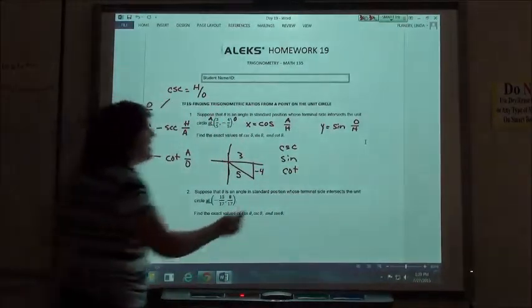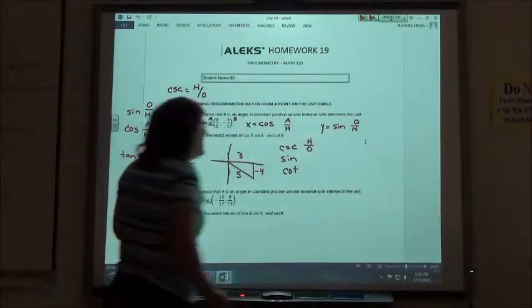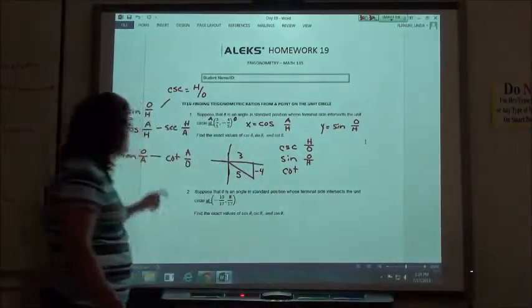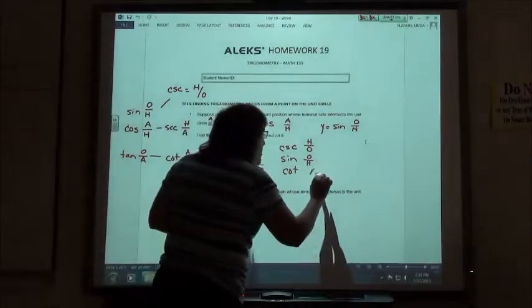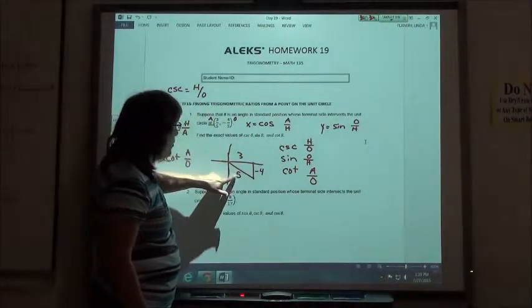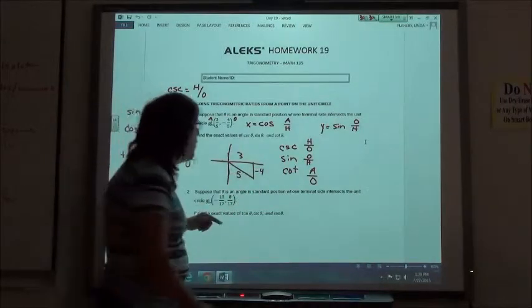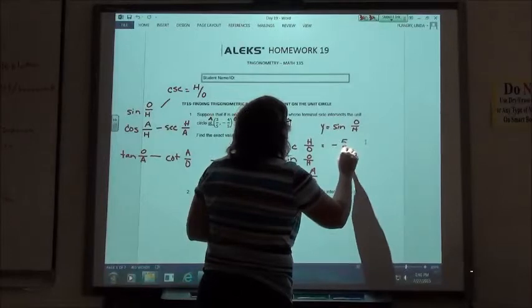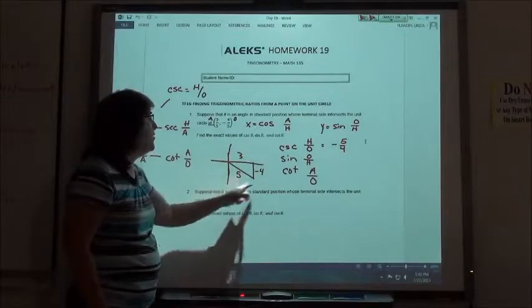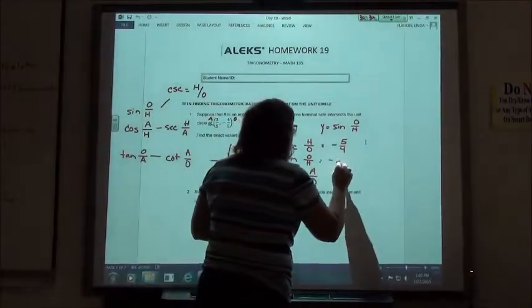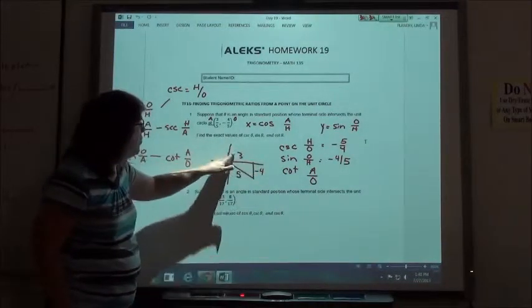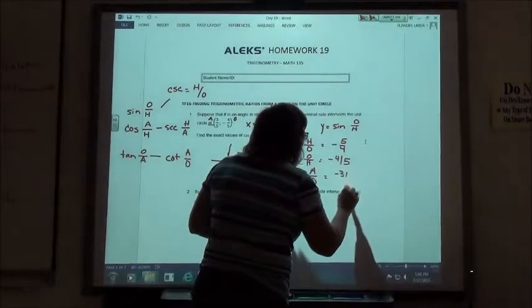So my cosecant, my hypotenuse over my opposite, my sine's going to go the other way around, my opposite over my hypotenuse, and my cotangent, my adjacent over my opposite. So, hypotenuse over opposite, 5 over negative 4 would be negative 5/4 then. Sine is the opposite over the hypotenuse, so negative 4 over 5, negative 4/5. Cotangent is the adjacent over the opposite, 3 over negative 4, so negative 3/4.